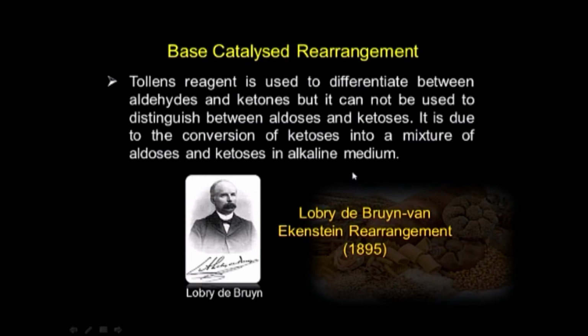The rearrangement that occurs in the presence of base was studied by the scientists Lobry de Bruyn and van Ekenstein, and they studied this rearrangement in detail in 1895, long back when a lot of chemistry was not known about the mechanism. Even at that time they could isolate some of the compounds and could discuss this rearrangement in detail. How does this rearrangement occur?